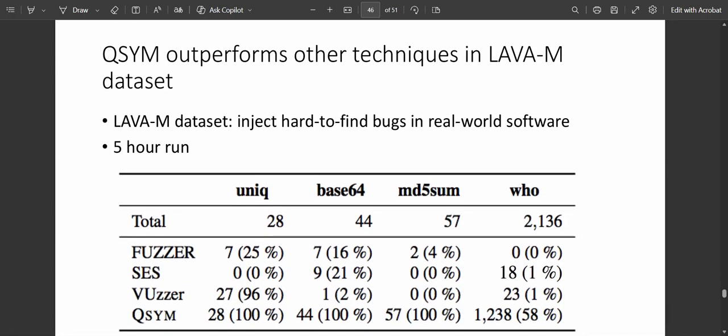And on the screen, comparing all the programs, you can see that QSYM has gotten better results than all the other programs, where they ran all of them for 5 hours. Injecting hard to find bugs in real world software, QSYM found almost 100% in three of the categories and almost 60% in the other one.